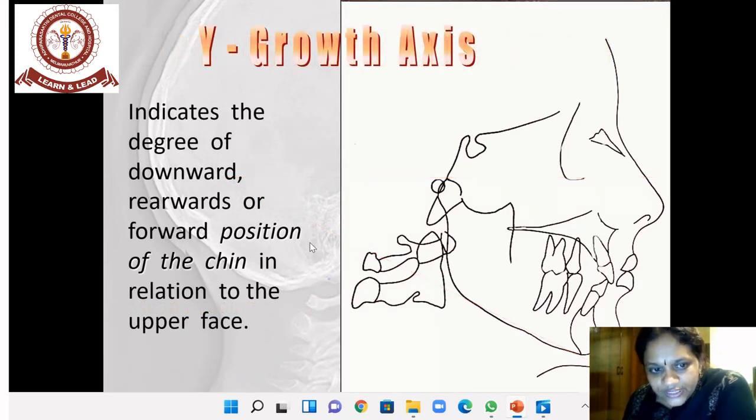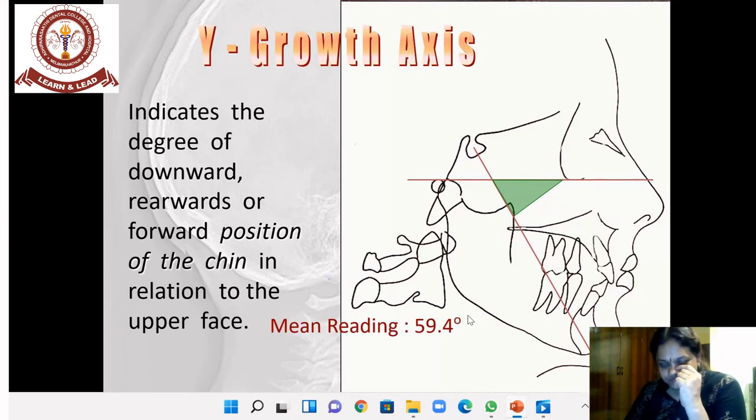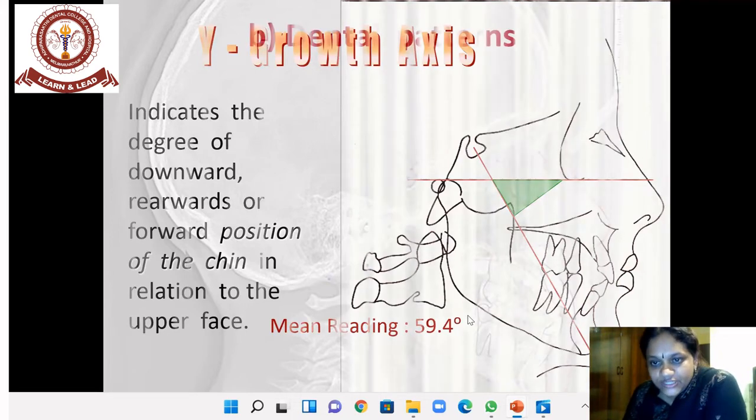So the Y growth axis indicates the downward or forward position of the chin in relation to your upper face. It is the angle between the FH plane and the line connecting your sella and your gnathion. This is called your Y growth axis. The mean reading should be 59 degrees.